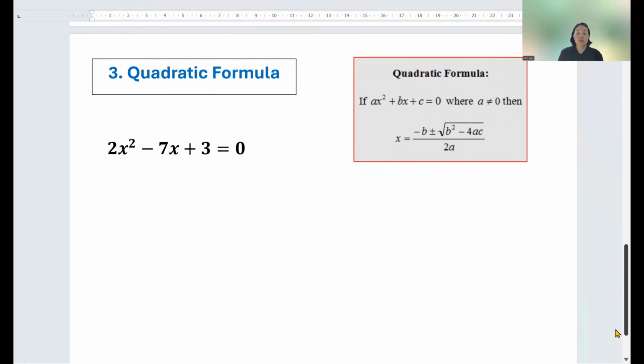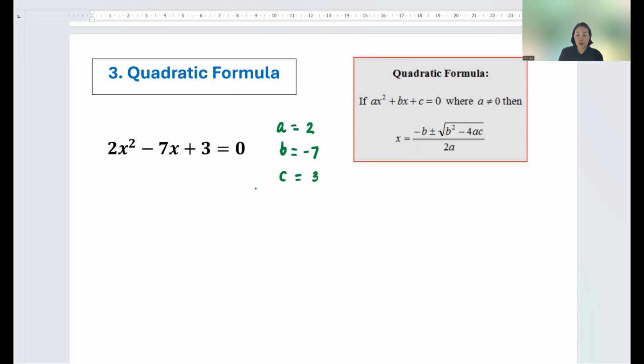Okay, now we're going to solve it by using the quadratic formula. Now, the quadratic formula is x equals minus b plus minus square root of b squared minus 4ac, and divided the whole thing by 2a. The first thing we need to find are a, b and c from the quadratic equation. So here I have 2x squared minus 7x plus 3. So my a is 2, my b is minus 7, my c is 3. All I have to do now is use that quadratic formula to find my x values.